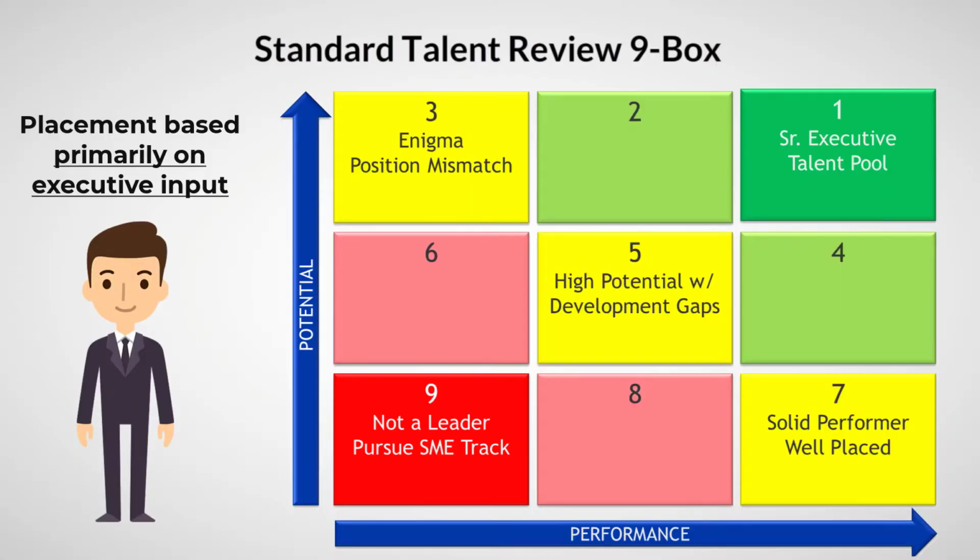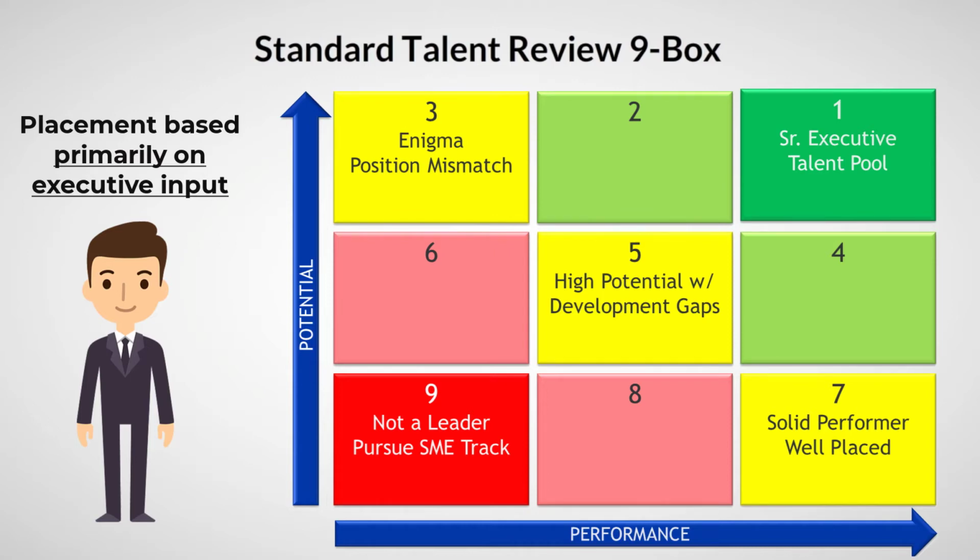Now, I'm sure most of you are familiar with the traditional 9-box. On the horizontal axis, you have performance, and on the vertical axis, you have potential. And essentially, you use SME input and calibration meetings to determine where an employee should be placed, looking at factors such as how they performed during their performance reviews on projects and so forth, as well as what is their potential, looking at leadership assessments, 360 feedback, and so forth.